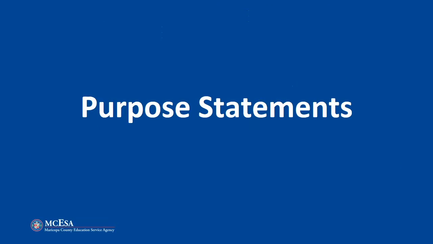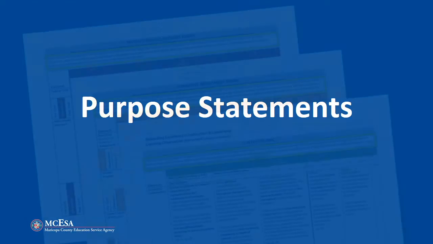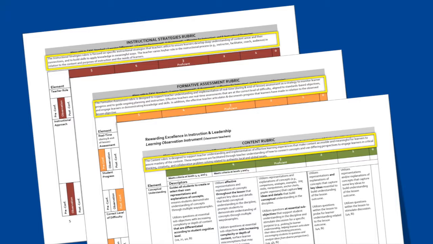Let's take a look at the rubric purpose statements. Directly under the title is the purpose statement for each of the individual rubrics. That purpose statement describes the intent of the rubric as a whole. It's helpful to begin by reading the purpose statement of the rubric before you examine an individual element. This will help add clarity and frame the intent of the element. Take a moment now to locate and read over the purpose statements for each of the 6 rubrics.